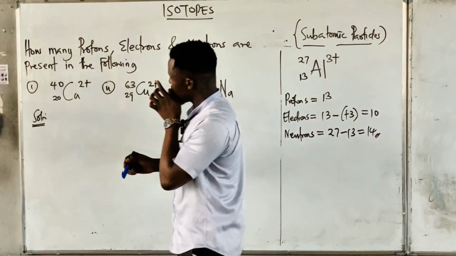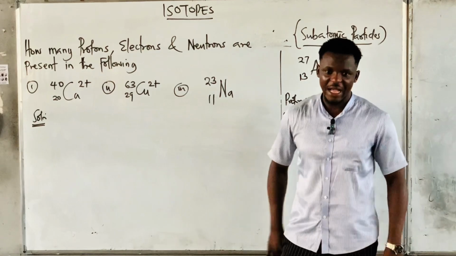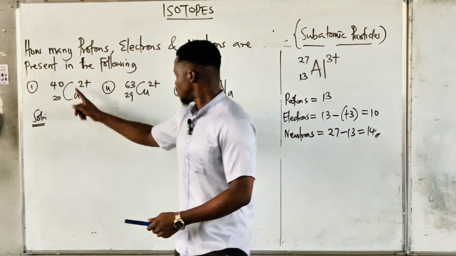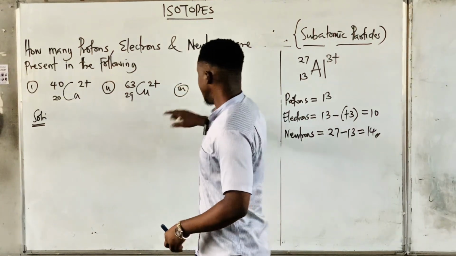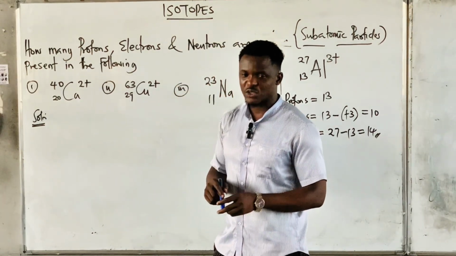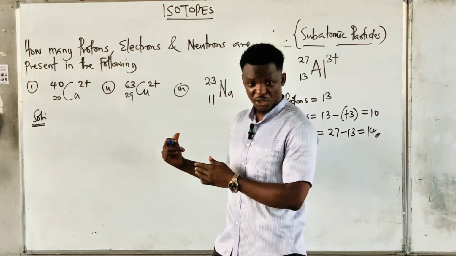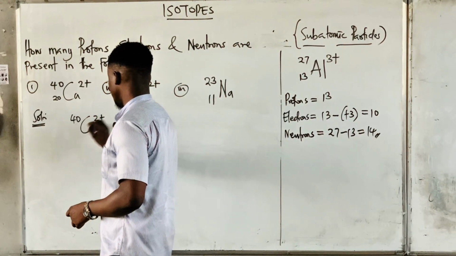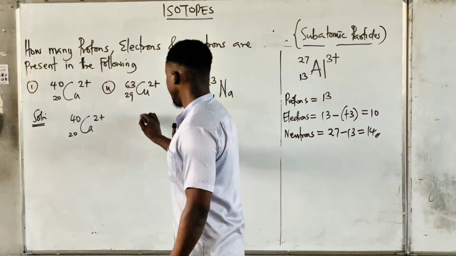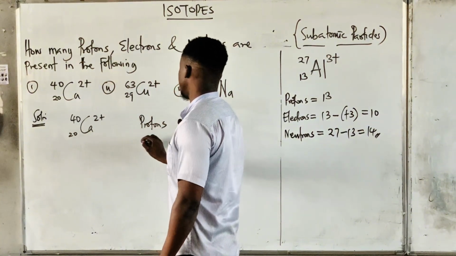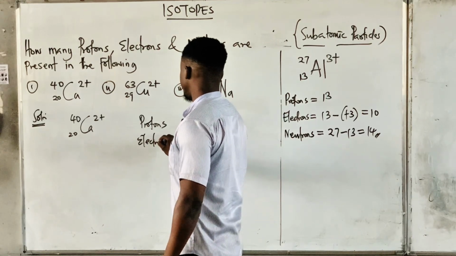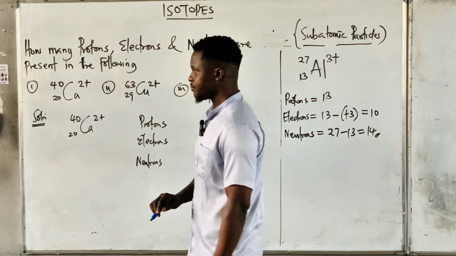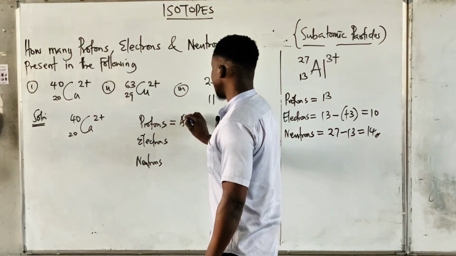Now, imagine they had given this to us and we are asked to find the proton, electrons, and the neutron. So it's basically the first one. I'm just going to do this guy and then the last one. I don't have to do all of them because once you understand the concept, you should be able to do the rest. Is it not so? So for the first one, we say 40 Ca 2 plus 20. So I'll say protons, electrons, and then neutrons.